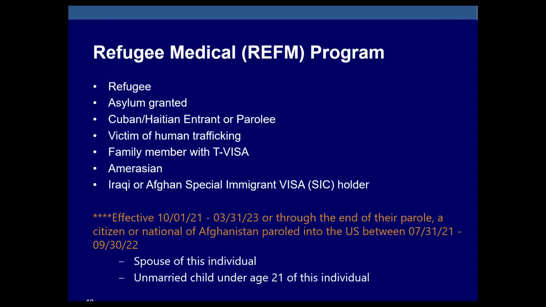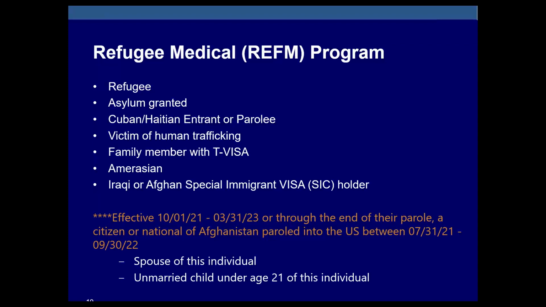So the first one is refugee, asylum granted, Cuban Haitian entrant or parolee, victim of human trafficking, family member with T visa, Amerasian, Iraqi or Afghan special immigrant visa, which is an SIV holder. And having one of these statuses will trigger one to evaluate the refugee medical program. As a note, not many individuals are found eligible for the refugee medical program for several reasons. And this is typically because they are found eligible for different medical programs. Because the refugee medical program is the last program on the hierarchy.